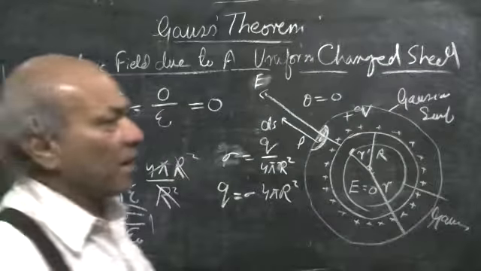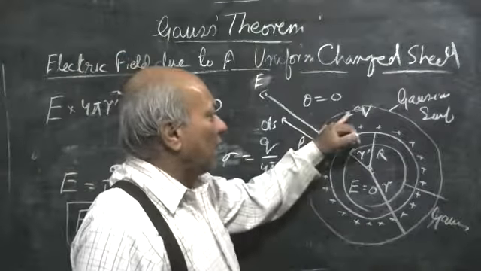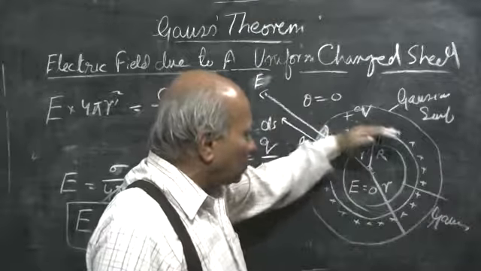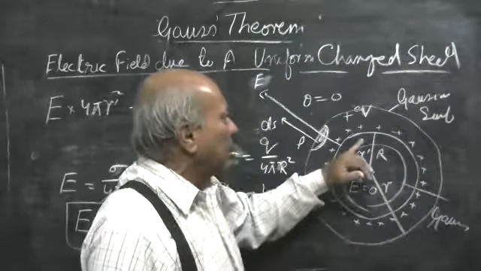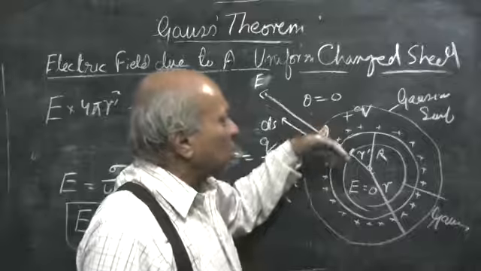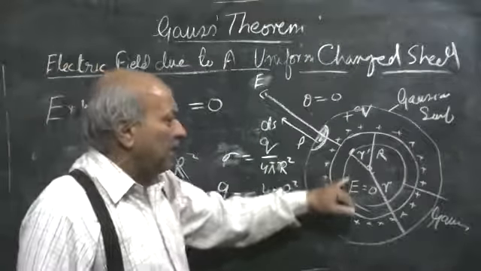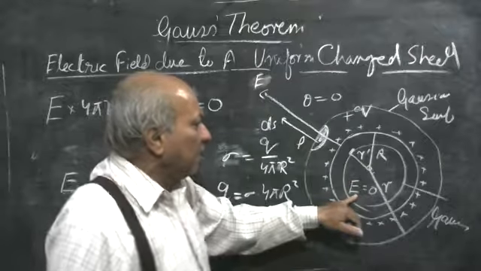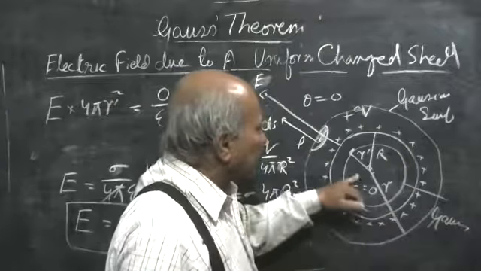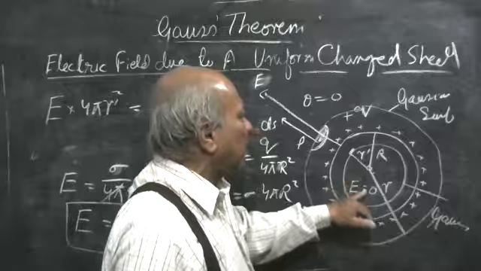Hence, if the charge is outside the surface, the Gaussian surface is also away from it, and the electric field will be different. But if the charge is on the surface, the electric field inside the sphere will be 0.